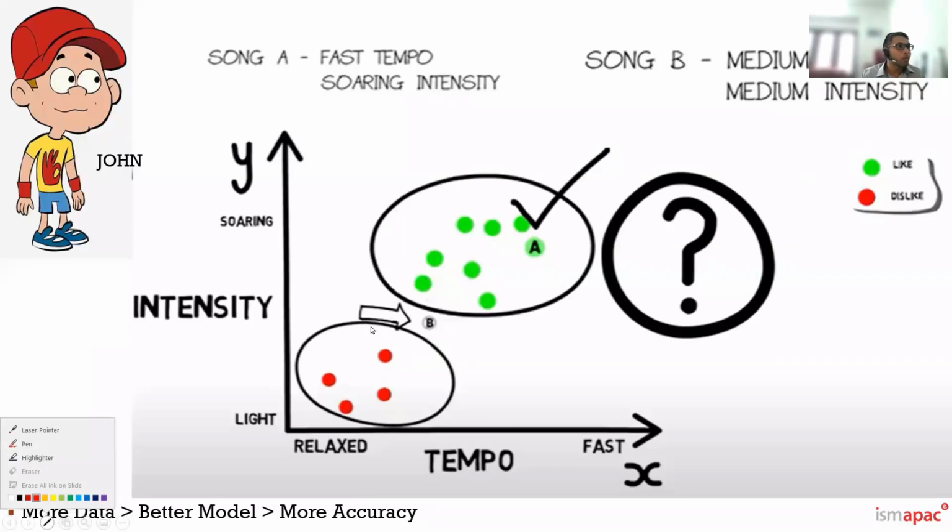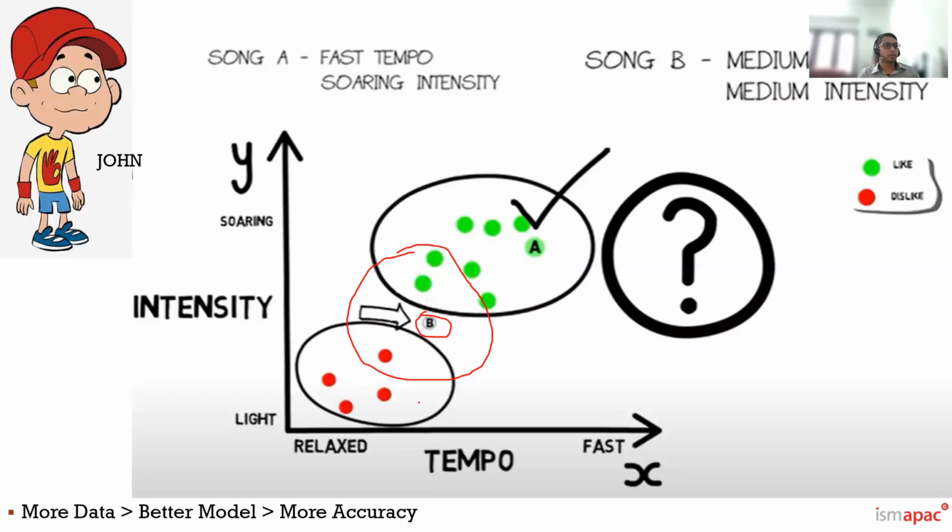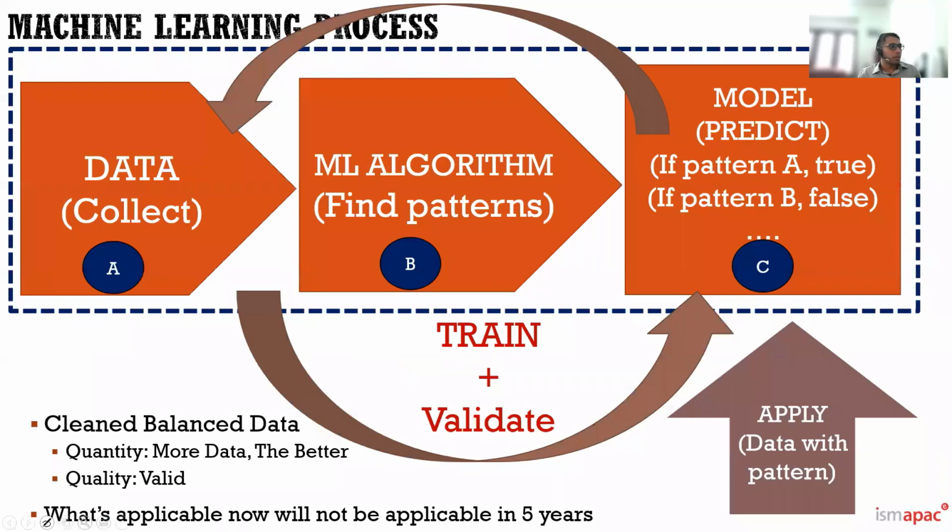Okay, so what we can do is there are some basic algorithms. We are trying to find the nearest ones to song B, and we can get an idea. Within this range, John has a lot more likeliness than dislikeness. So most probably song B will fall under his liking category. That's how we can do a prediction. We can teach the machine to do a prediction. This is just an example. The more data we have, the better and more accurate the model will be. Now let's jump in.